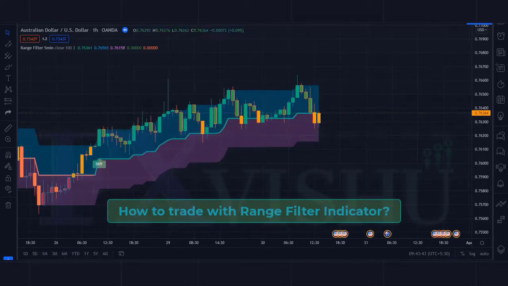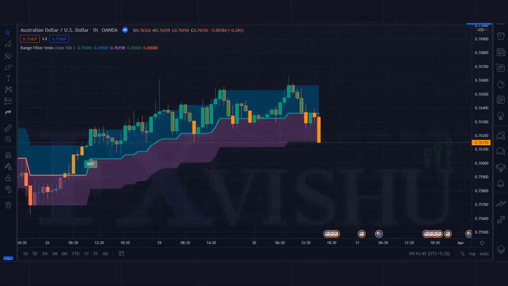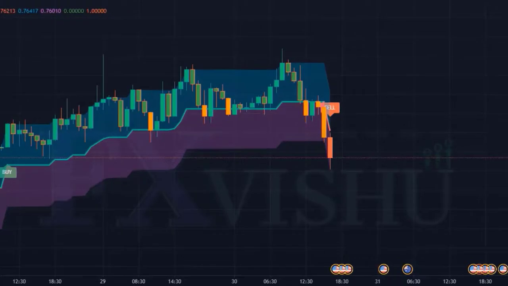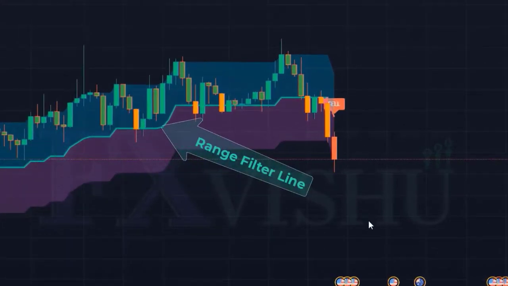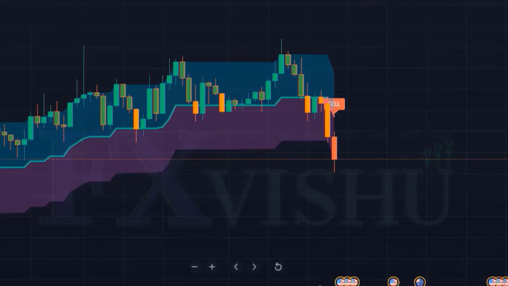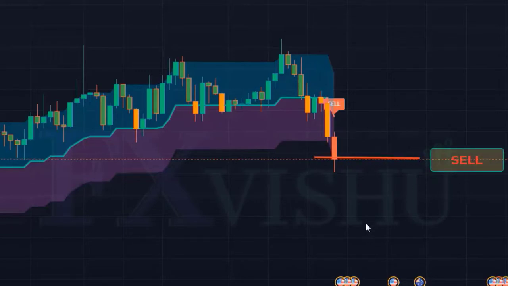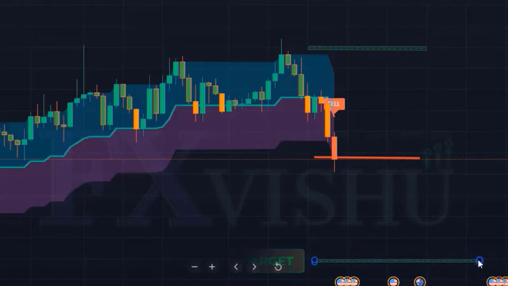How to trade with range filter indicator. So without further ado, let's get on with the video. When the range filter line is of green color, then we should understand that the market is in an uptrend. We will use this indicator as a trend reversal. And when the indicator gives us a sell signal, we will place a sell order. Our stop loss will remain above the high range target area. Our risk-reward ratio will be 1/1.